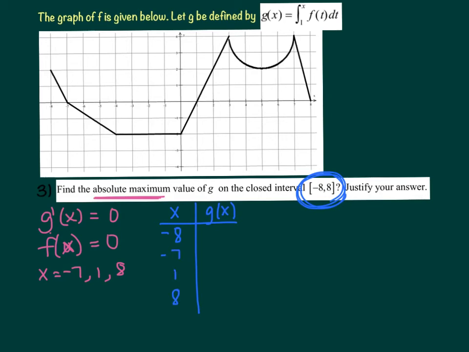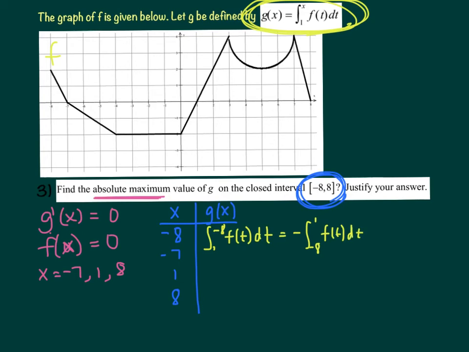So what does this mean? I'm evaluating G of -8. Think back a couple questions ago. G of -8 is really asking us to plug in -8 for X in this integral. So I'm really evaluating the integral from 1 to -8 of f of t dt. Again, this is the graph of f. Of course that's the same as the negative of the integral from -8 to 1 of f of t dt.